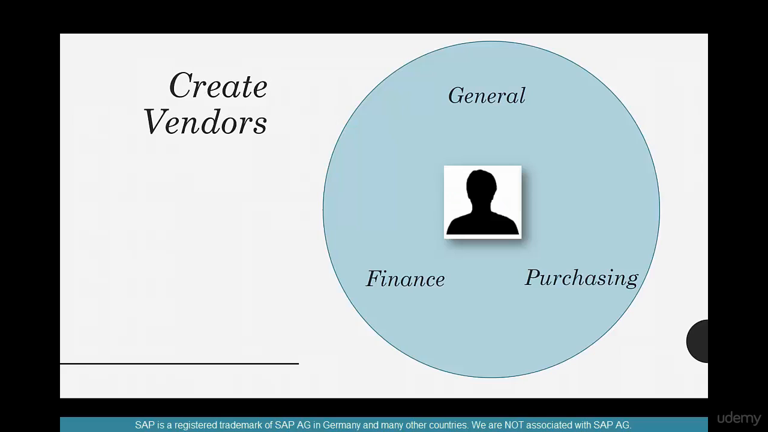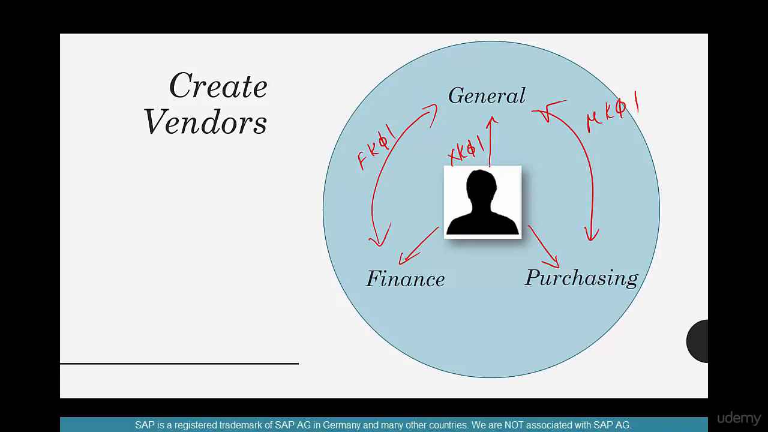And we have seen how to create vendors. Vendors have 3 different views, unlike materials which have so many different views. Vendors just have general, finance, and purchasing views. And we have seen that we can create general and finance view together using FK01. And if you want to create general and purchasing view together, you can use MK01. And if you want to create all these views together, you can use XK01.